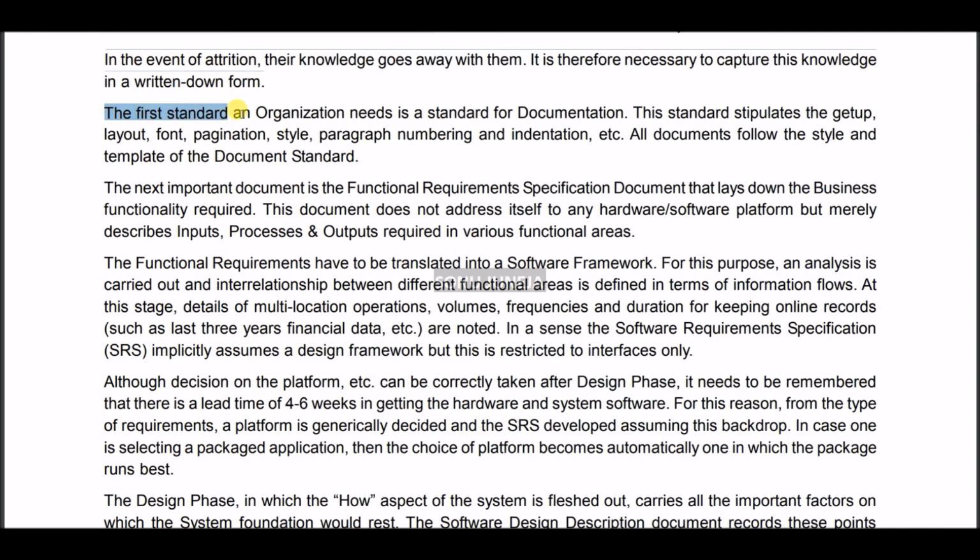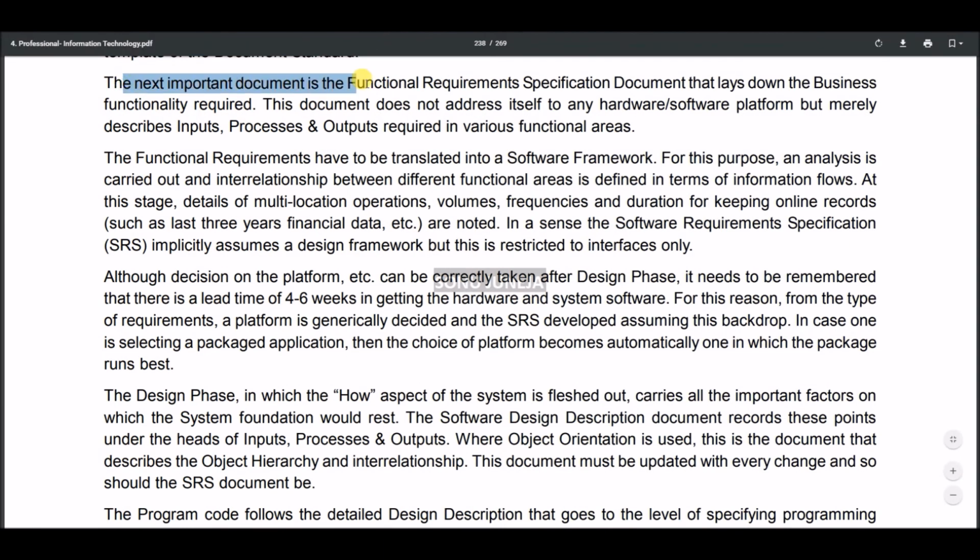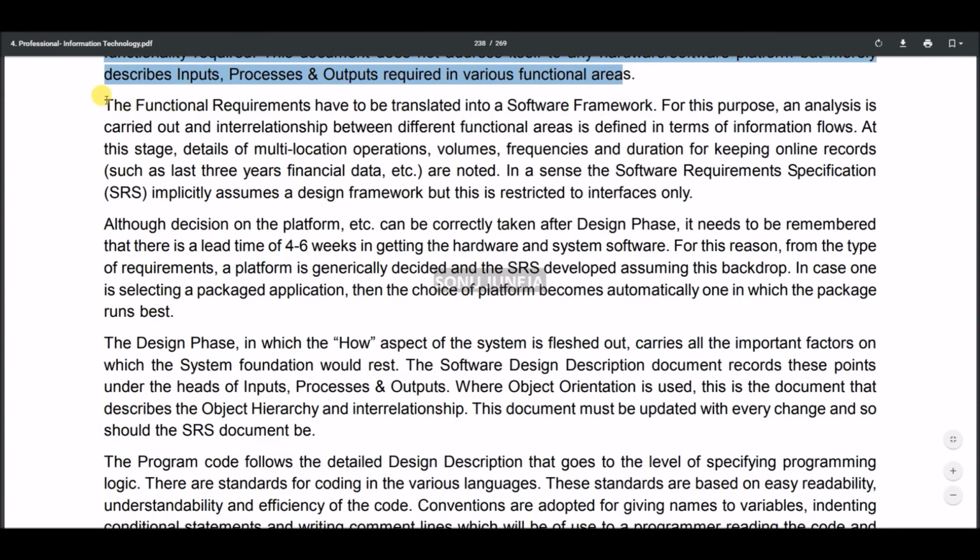The first standard an organization needs is a standard for documentation. This standard stipulates the layout, font, pagination, style, paragraph numbering and indexation, etc. All the documents follow the style and template of the document standard. The next important document is the functional requirement specification document that lays down the business functionality required. This document does not address itself to any hardware or software platform but merely describes input, process and outputs required in the functional areas mentioned. The functional requirements have to be translated into a software framework.